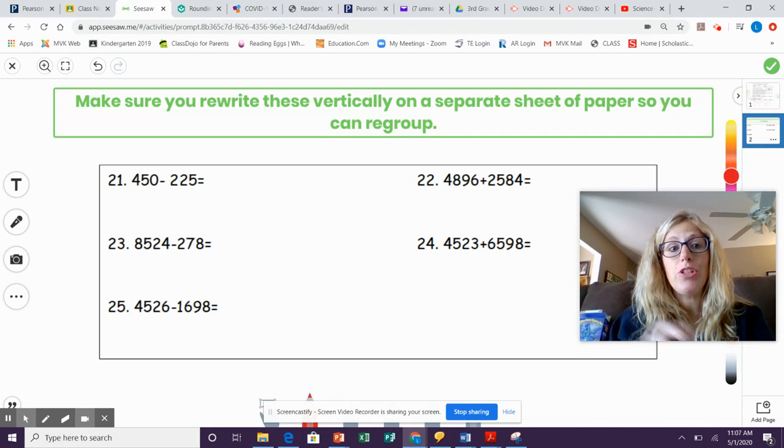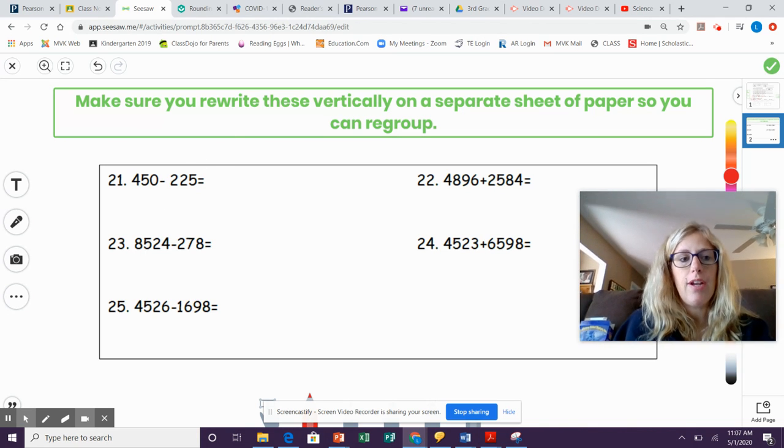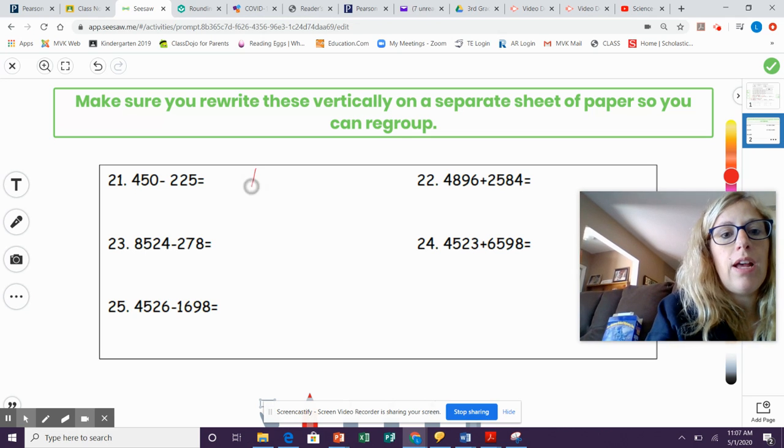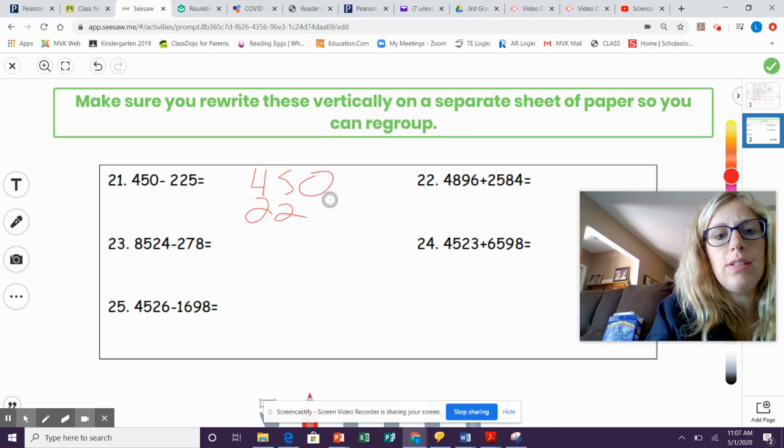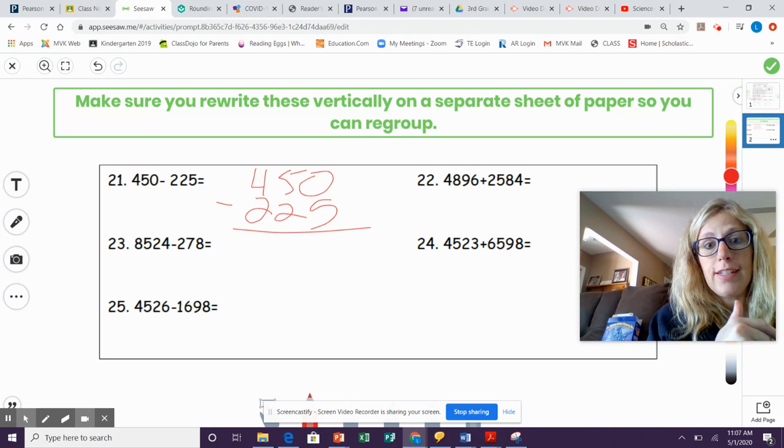And then on this page, you were subtracting and adding. Just to review, I want you to write it on a separate sheet of paper because we don't subtract like this. We always have to write it vertically. So on a separate sheet of paper, you should write this down because it's too hard to do it on Seesaw.